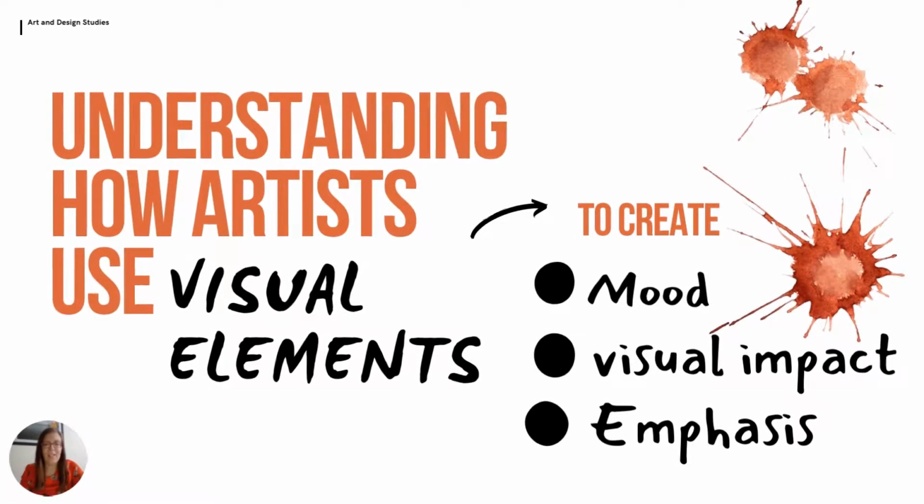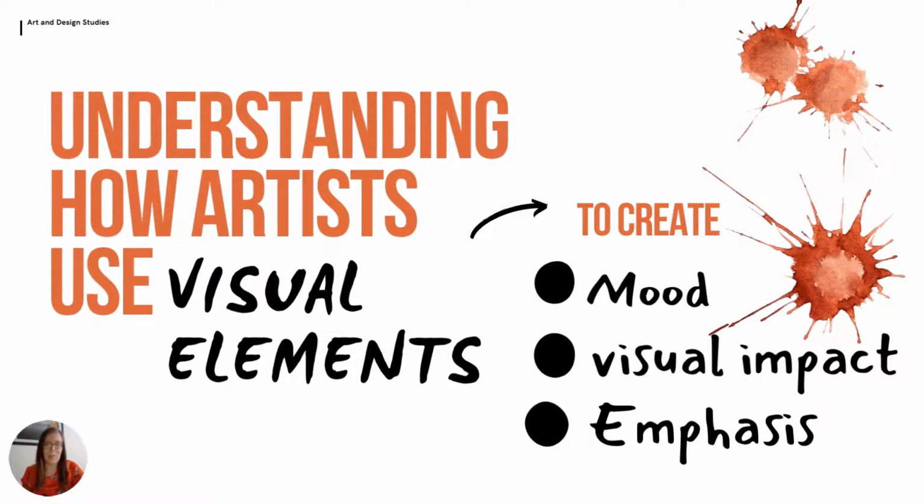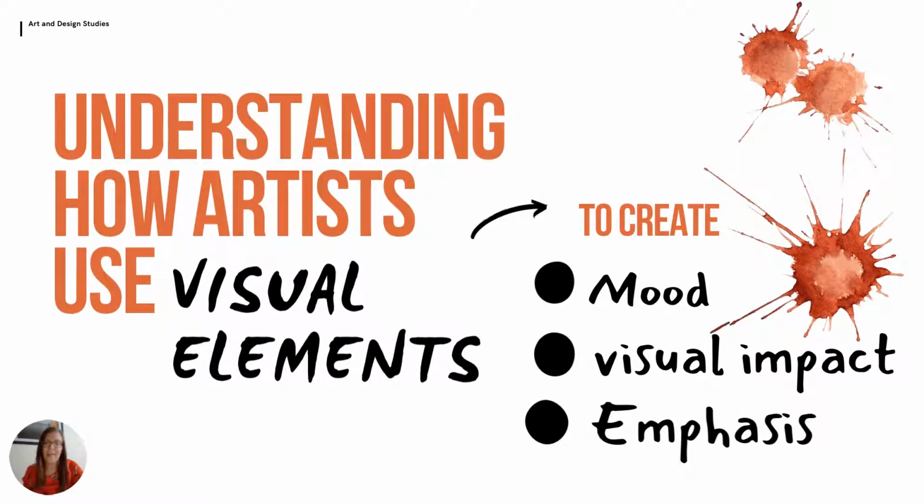So, as we've said, artists use the visual elements as the building blocks for their artworks. And the effect of these visual elements usually contributes to the mood of the artwork, or, like we've said, the visual impact and the emphasis on certain parts of it. Think about how artists use colour to draw our eye to certain areas. Think about how, if an artist uses a patterned backdrop, we're drawn in to look at it. All of these things have an impact which the artist is trying to create for us in that artwork.